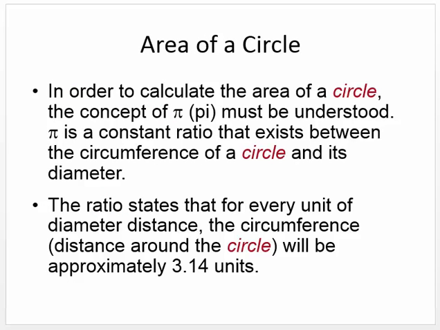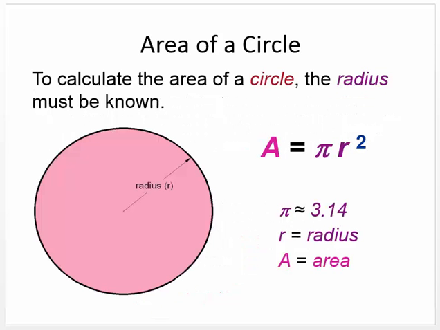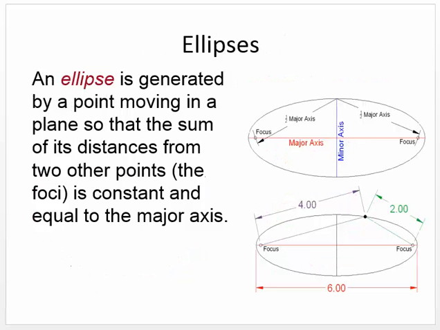Area of a circle. All right. Our equation for the area of a circle is A = πr². This is the area of a circle. You're going to see me use a lot of these subscripts here. I'm going to try to get you guys used to these subscripts. Again, area of a circle is pi r squared. Pi is 3.14. R stands for radius. A stands for area.